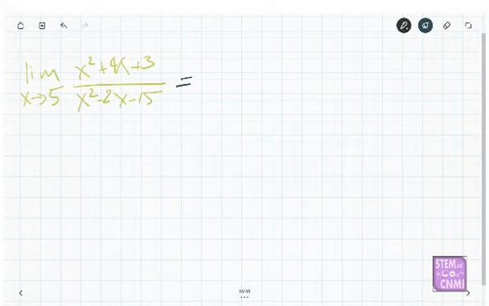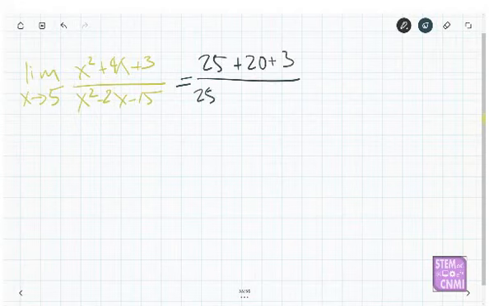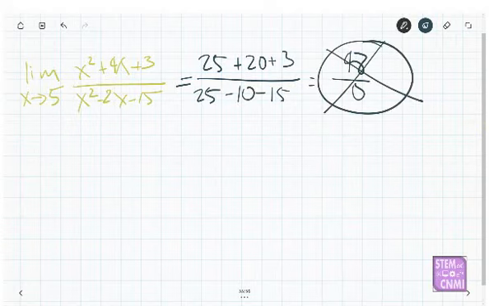So let's try and find the limit as x approaches 5 of this function. I'm going to first try direct substitution. So I get 25 plus 20 plus 3 over 25 minus 10 minus 15, which is 48 over 0, which doesn't work. It's not an indeterminate form, it's just undefined. And so that indicates to me that the limit probably doesn't exist, but I want to confirm this.